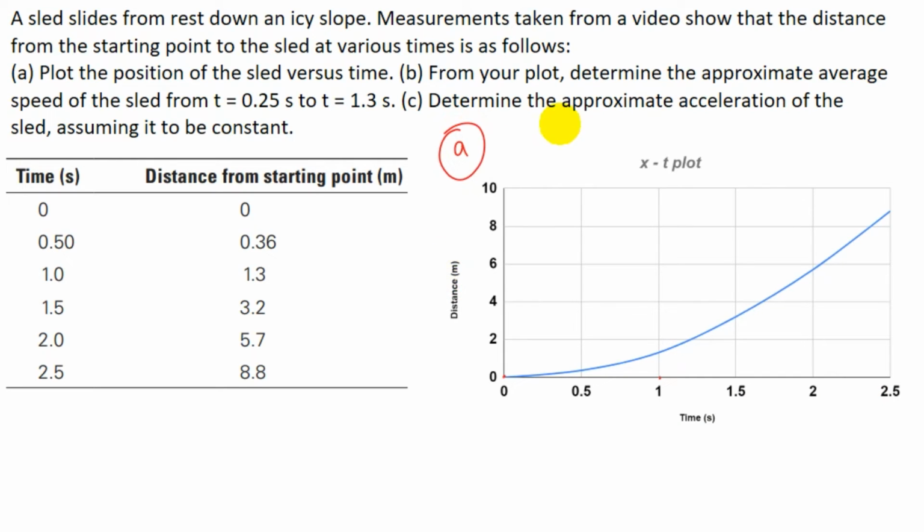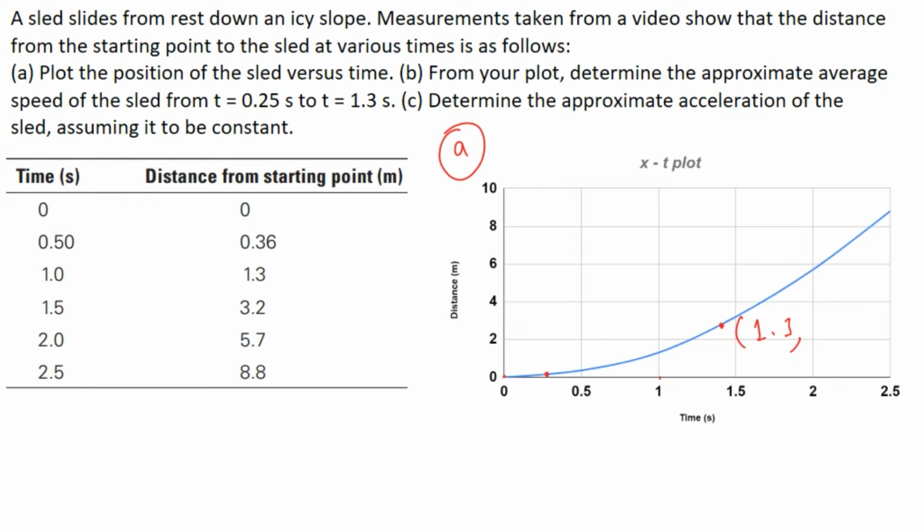Now next, in the B part, we need to find the approximate average speed of the sled from time t equals 0.25 to 1.3. For this time interval, we see that the sled is moving in the same direction, so the average speed would be the magnitude of average velocity. Let me first plot the points. This is time t equals 0.25, and this would be the point somewhere here. Now the next point is 1.3, which is somewhere here.